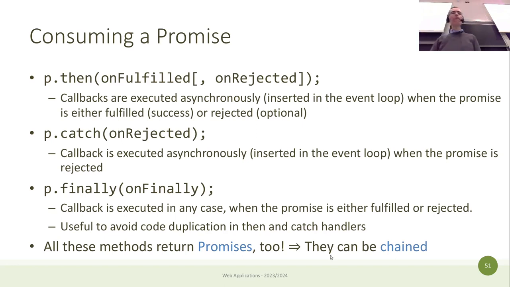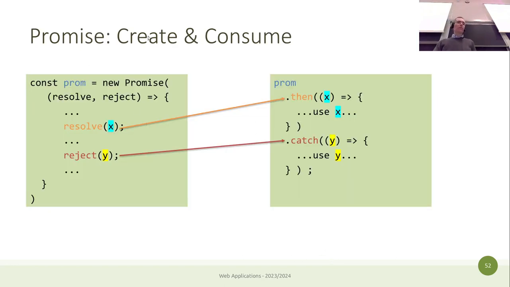No problem. So in short, we create a promise, or somebody creates a promise for us. A lot of functions in the JavaScript libraries create promises. The promise takes two parameters, resolve and reject, which are functions to be called by the code of the asynchronous function. The parameters that you put here for resolve and reject are simply the parameters that you get in the callbacks when you use the dot then and dot catch.